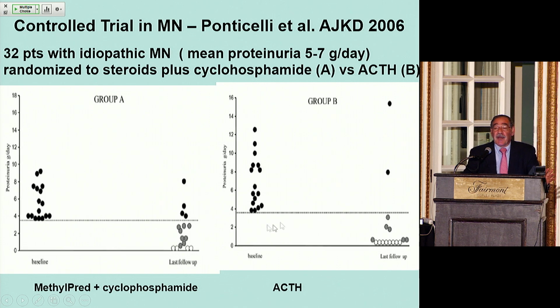This is just to show you the Ponticelli trial, by the way. So here's methylprednisolone and cyclophosphamide versus ACTH. 32 patients here. So this group got his regimen. They started with 4 to 10 grams of proteinuria. With ACTH, these are complete and partial remissions. Group B got only the ACTH. They started with 4 to 13 grams of proteinuria. These are complete and partial. They came out the same. Actually, the ACTH looked a little better.